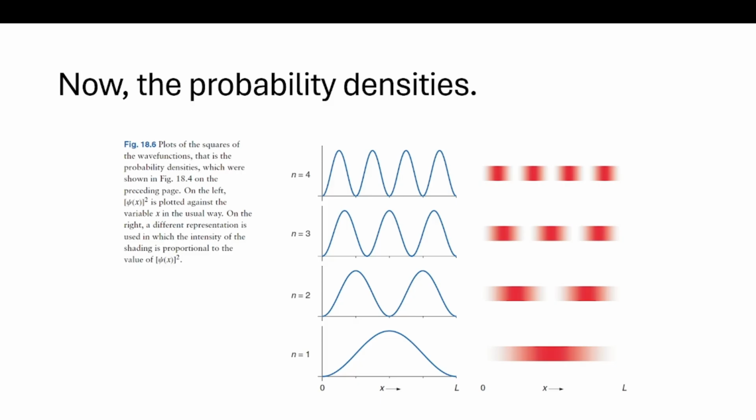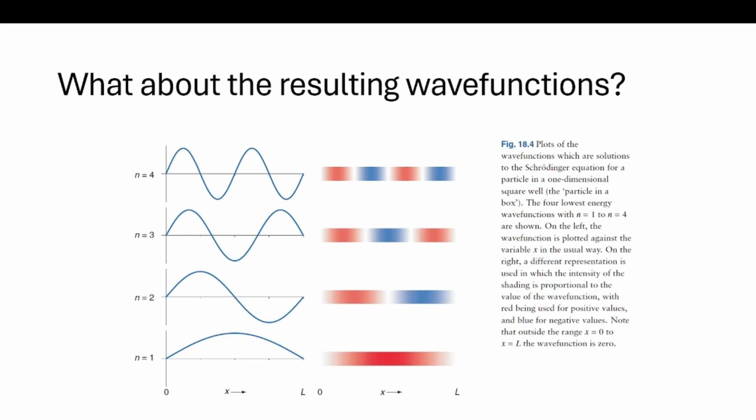N equals 4, for example, has 3 nodes. Nodes are simply regions where the function evaluates to 0, which don't include the boundary conditions, by the way. So we have 3 nodes in probability density for n equals 4. And as you can see, for n equals 4, we also have 3 nodes. Pretty amazing stuff.